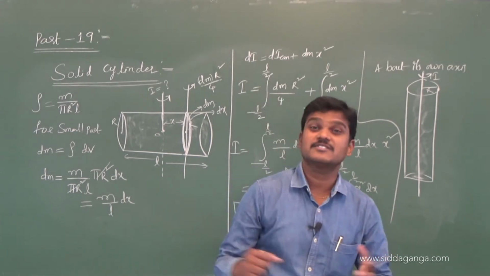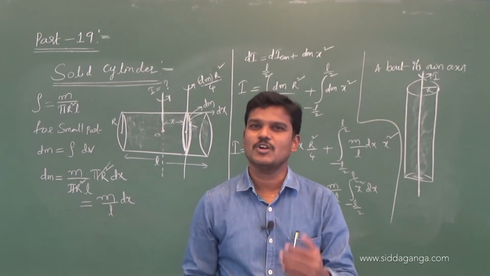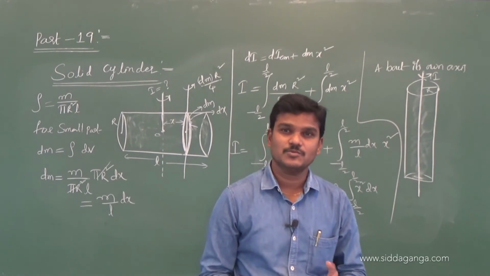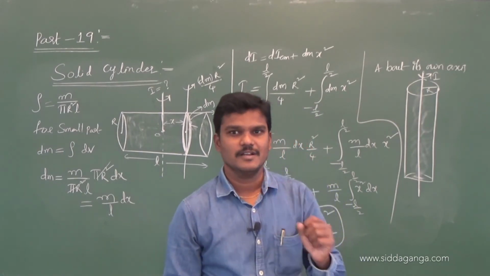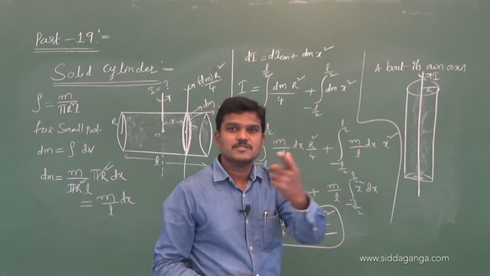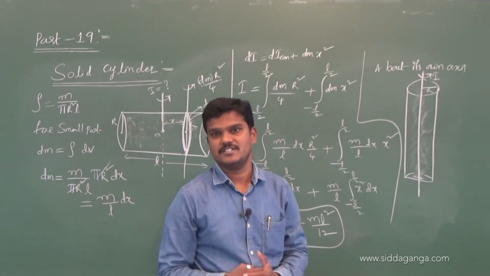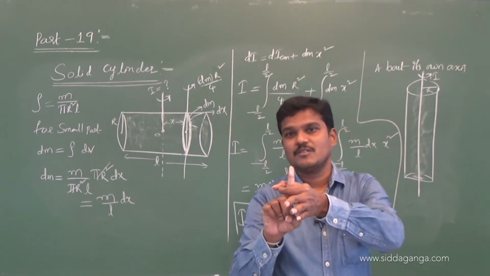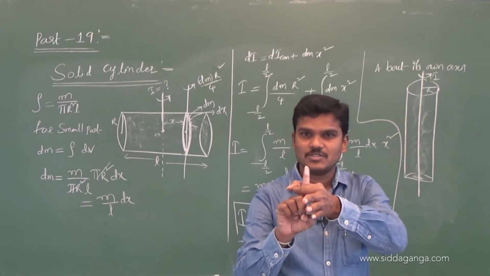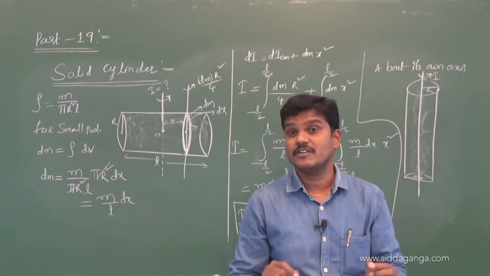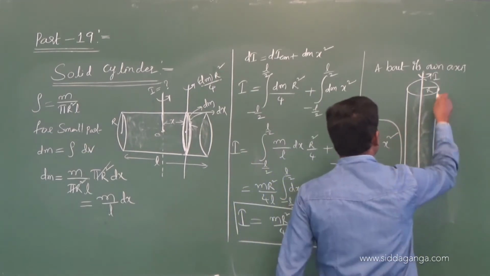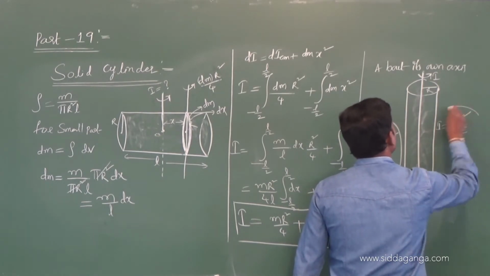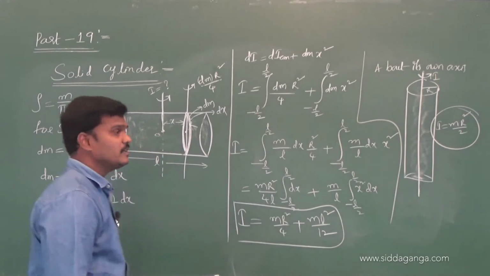Otherwise, just recall a disc stand. If you place a number of discs one over the other, that looks like a solid cylinder. Here if you cut one small piece outside, that small piece looks like a circular disc. We know the moment of inertia of a circular disc about an axis passing through the center perpendicular to the plane is mr square by 2. This is the formula, no need to derive. Mr square by 2. So take this.